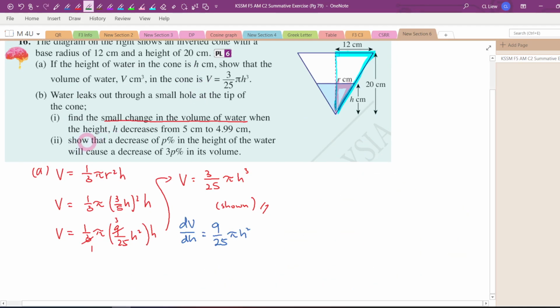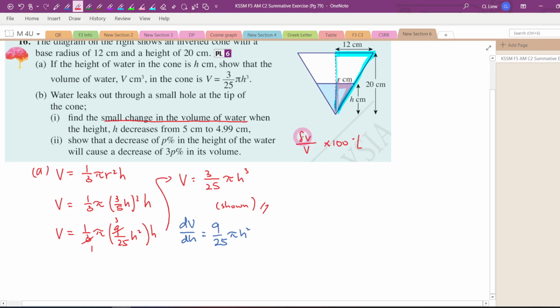For part 2, we need to show that a decrease of p% in the height of the water will cause a decrease of 3p% in its volume. So now, what information do we need? How do we find the percentage of change of its volume? Delta V over V times 100, right? So what do we need?